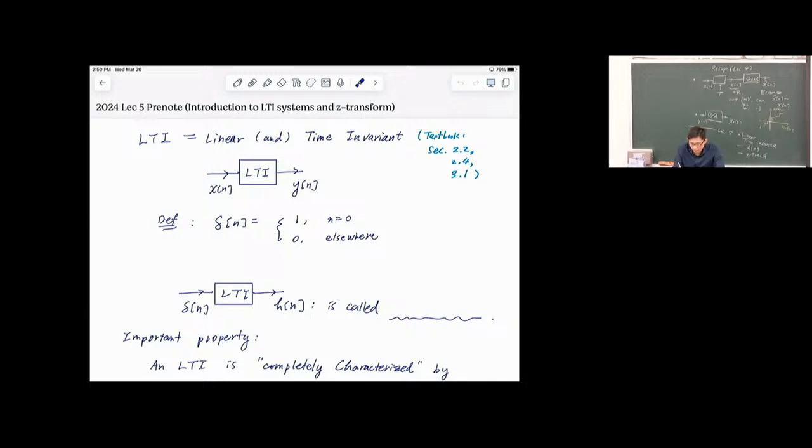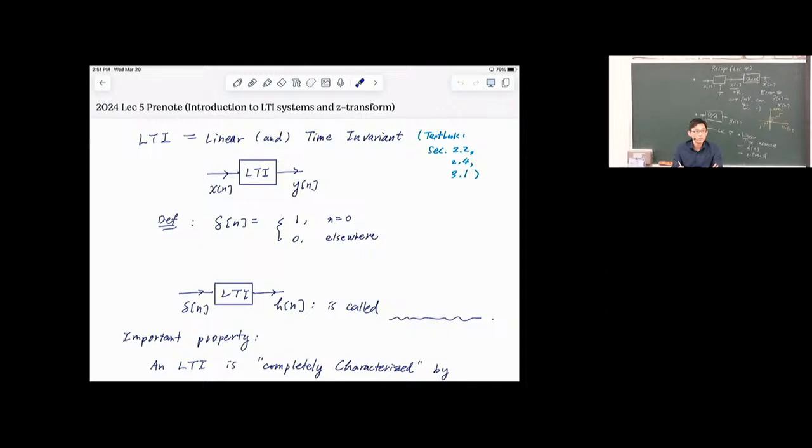Okay, so let's start. Let's start slowly. In our discussion of linear and time invariant systems, the first thing is to define our terminology. When we say linear time invariant, that really means linear and time invariant, two properties. These are two different properties.